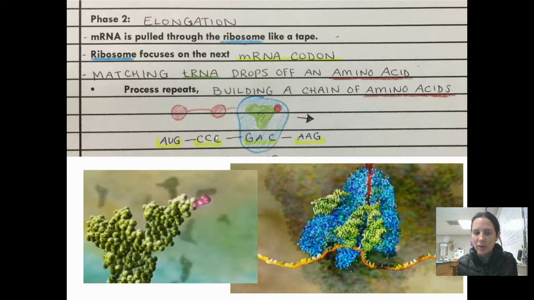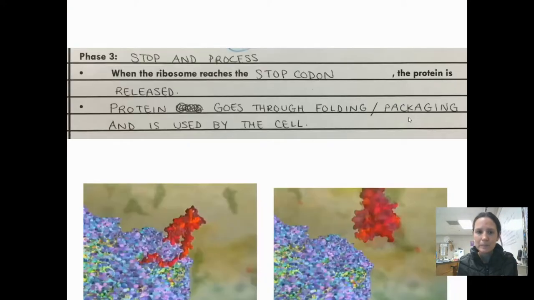CCC was the second one. When we got that, the matching tRNA drops off an amino acid. And then we do it again. So for GAC, here comes our big tRNA, drops off the right amino acid. And then we move over. And we keep going and going and going until we build that chain of amino acids.